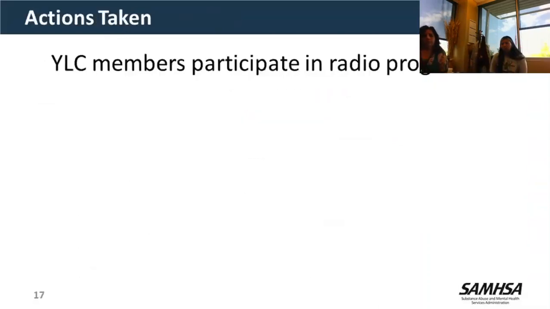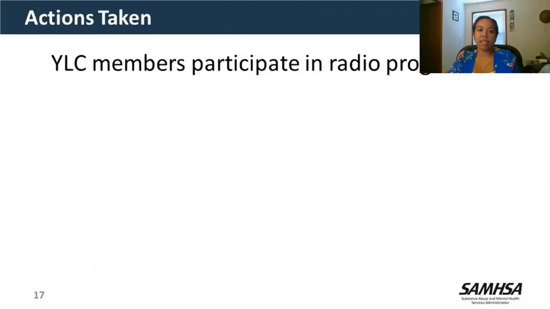So one other thing that they participated in was a radio program. The Youth Leadership Council members had their own radio station at the Umatilla Tribe, and they broadcast their experience with community asset mapping, a little bit about their process, and what they found on that radio program. We'll have to see if we can get that link. Maybe it's possible that we can share that. We weren't able to share it today because it was down.